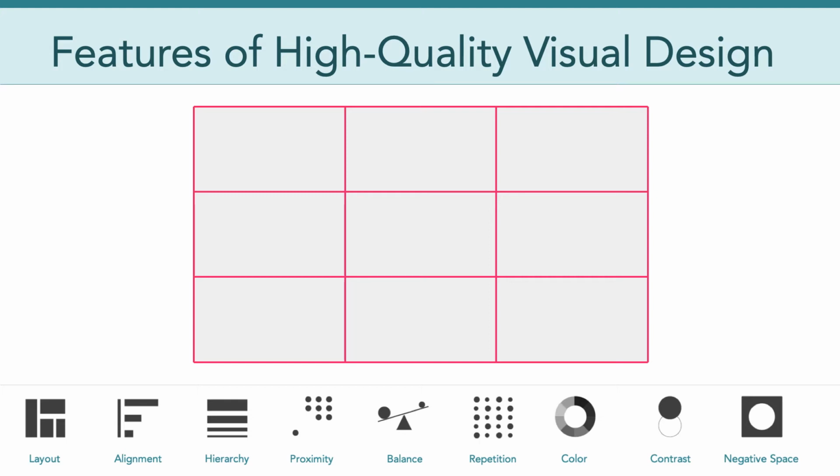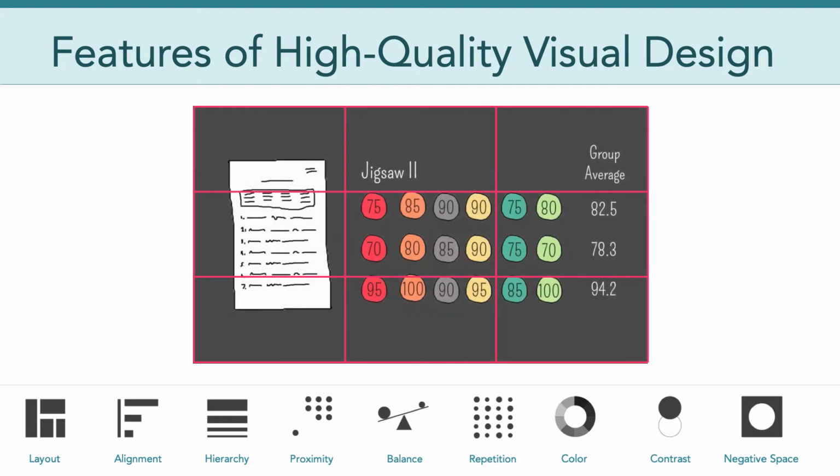So let's see if the rule of thirds applies to the jigsaw method. Here we can see that there is some sort of logical layout. And even though there's not important information right at those intersections, we still get a sense that the columns and the rows of the rule of thirds are being used in this particular layout.